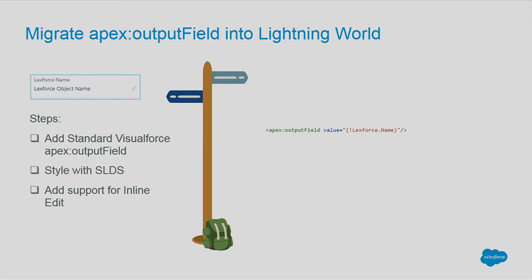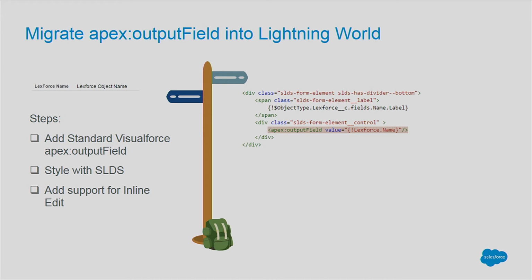So the first thing we need to do is put a standard output field onto the page. So after we put it, let's take a look. So it looks like here, yeah. It's classic look and feel, classic UI. So now let's put some Lightning flavors into it. Let's put some new markup and CSS or SLDS classes. So after we do that, let's take a look.